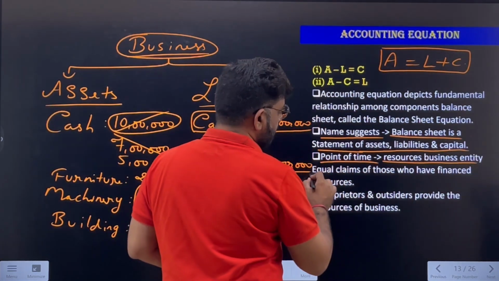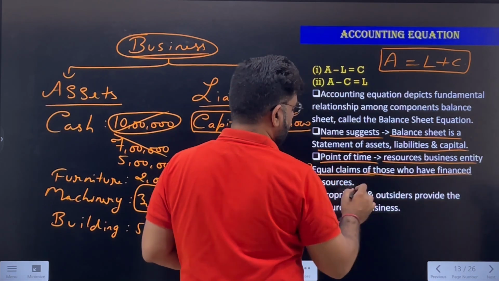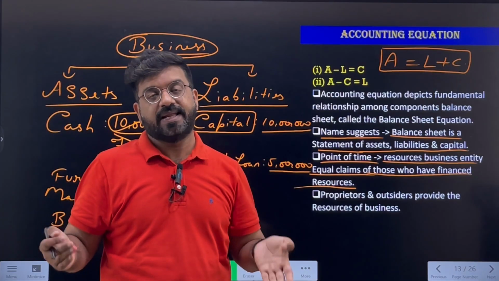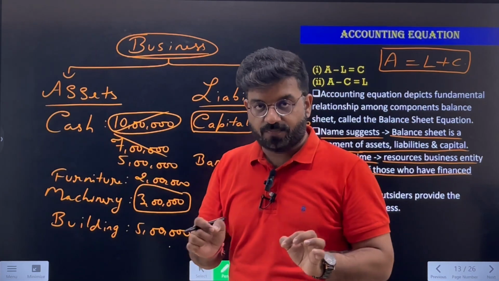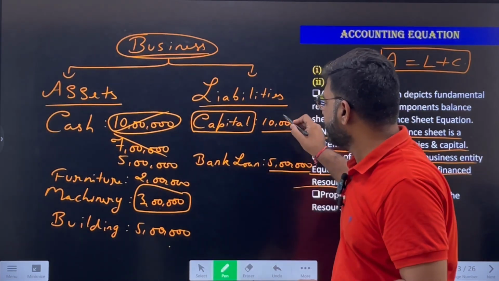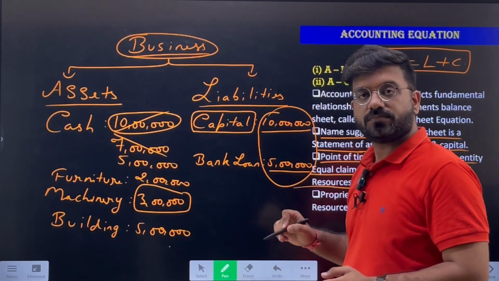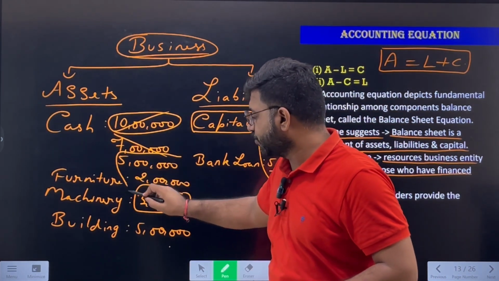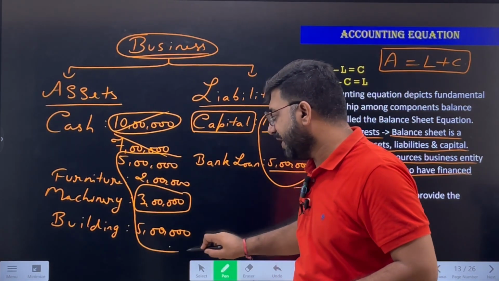Now next is, at a point of time, the resources of the business entity are equal to the claims of those who have financed the resources. Obviously all the items in the balance sheet are equal, as we all know. So it depends upon the actual date. On that particular date, all the assets will be equal to all the liabilities. Now, as of now, we have liabilities worth how much? 15 lakhs. And we also have assets worth how much? 5 plus 2, 7 plus 3, 10 plus 5, 15 lakhs.